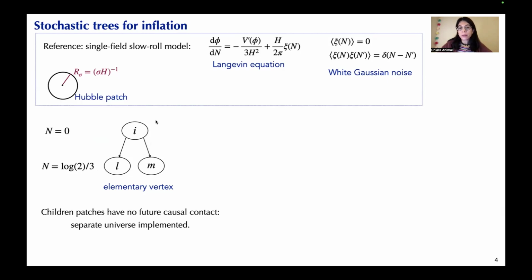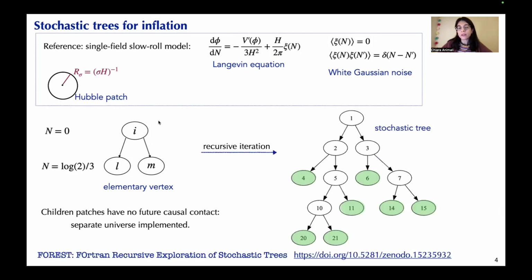This structure is an elementary vertex that can be repeated in a recursive way because each vertex then gives rise to children patches and so on and so forth, up to a whole binary stochastic tree that is made of nodes and branches. And in principle, if inflation never stops, the tree will grow indefinitely, but we know that inflation has to stop. And this occurs in the final nodes that are the patches colored in green that we can imagine as leaves of the tree.